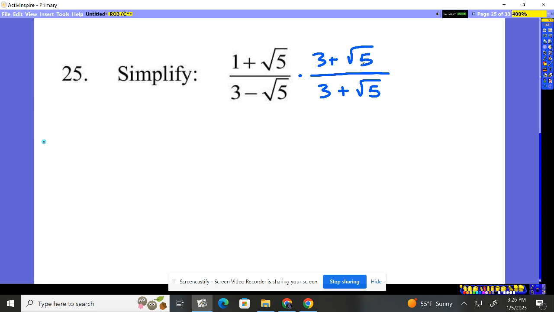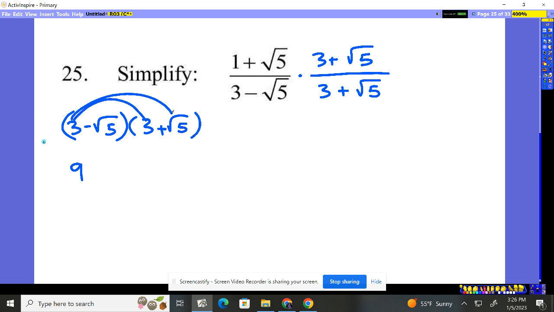Now, let's concentrate on the bottom. So we have 3 minus square root of 5, times 3 plus square root of 5. Let's see how this works. Well, 3 times 3 is what? 9. 3 times that root 5 is plus 3 root 5. Now right here, this gives you minus 3 root 5. And then our root 5 times root 5 is a 5. It is a negative times a positive, so that's a minus 5.